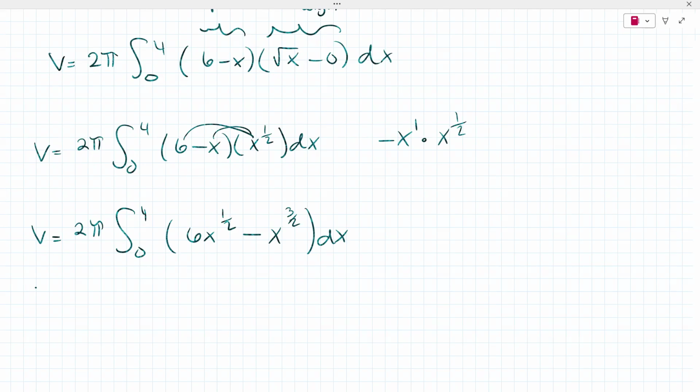Okay, so how do we take the integral of this? This is not too bad. You just take the integral of each term. So the integral of 6x to the 1/2 is the whole power plus 1. So 1/2 plus 1, or 2 over 2, is 3/2. So that is going to be 6x to the 3/2 divided by 3/2. And when you do the algebra, I'm going to do it for you, it's going to give you 4x to the 3/2.